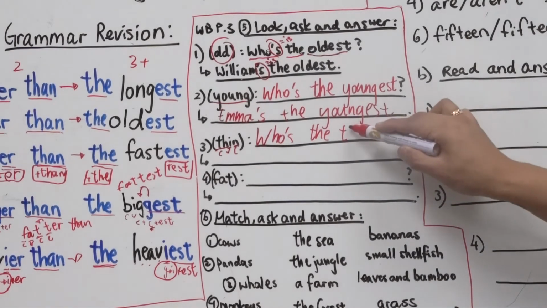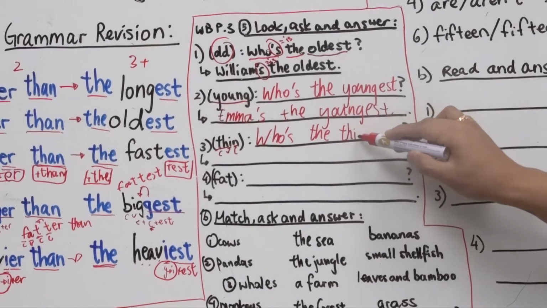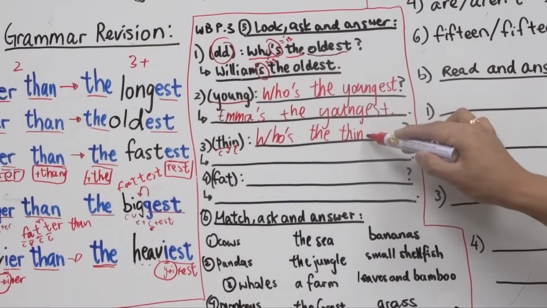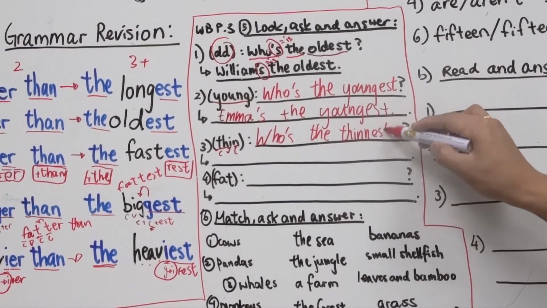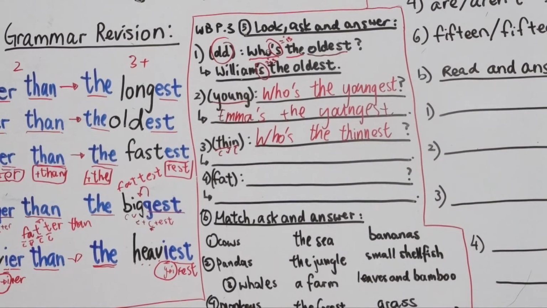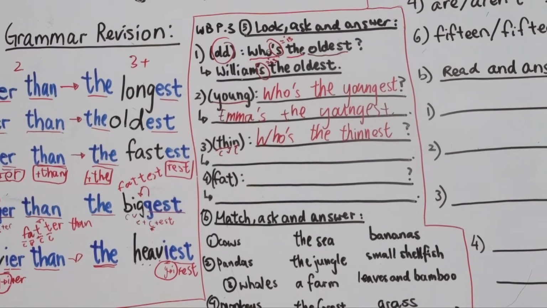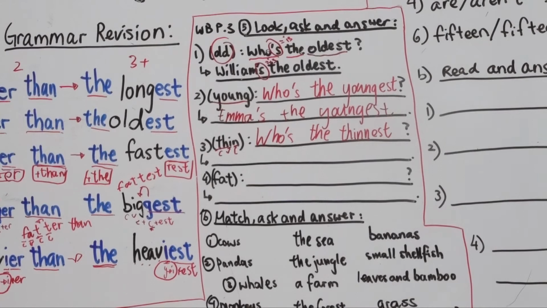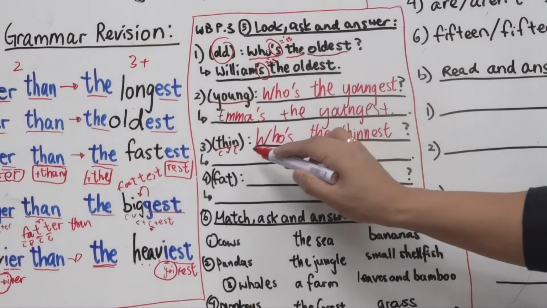So who's the CVC? We need to add another C. And then EST. So who's the thinnest? Right? So who's the thinnest in the picture? Is it Bertha? No, Bertha is fat, right? Is it Susan? Yes, very good. So we changed the whose to Susan, right?